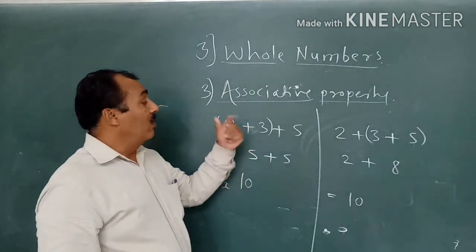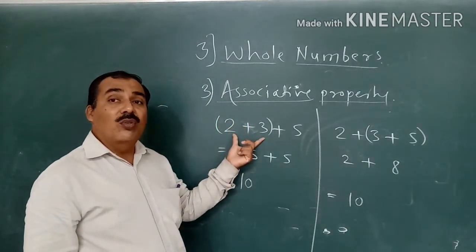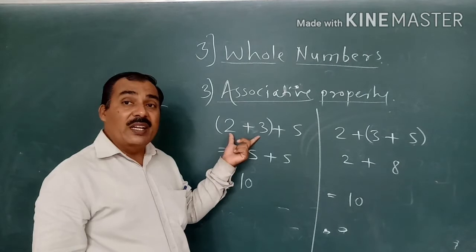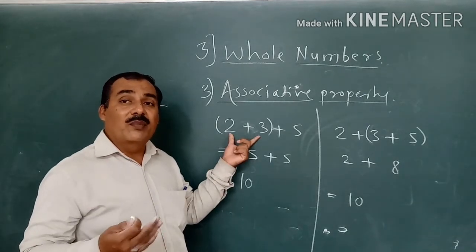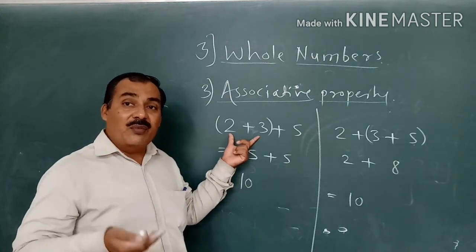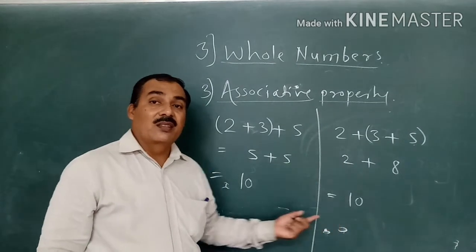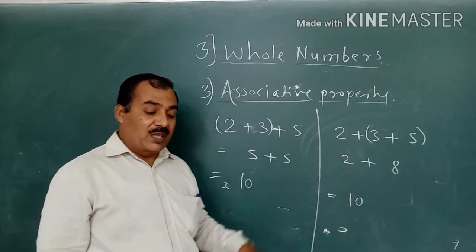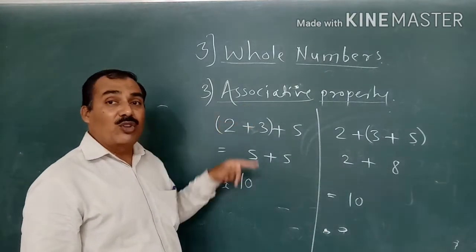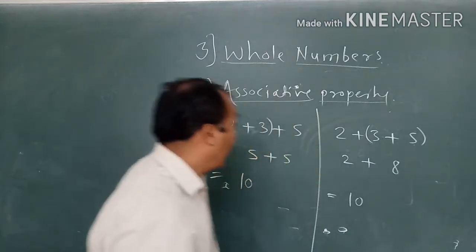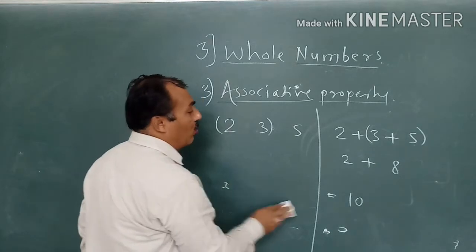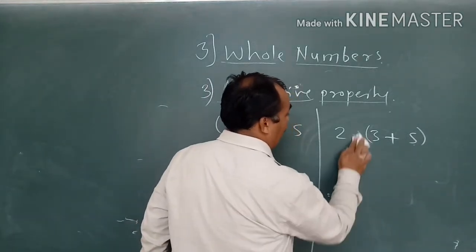Means while adding more than two whole numbers, we can associate, we can group them according to our choice. Even though we group them in different ways, we get the same result. That's why we can say that addition of whole numbers is associative. Now let us try this property for subtraction. This property is not applicable for subtraction of the whole numbers.